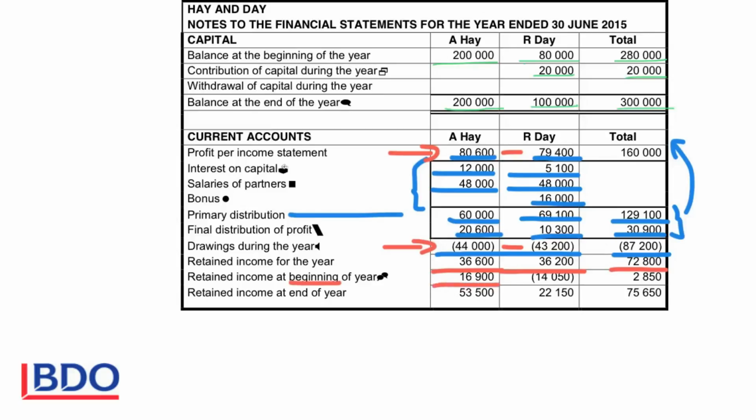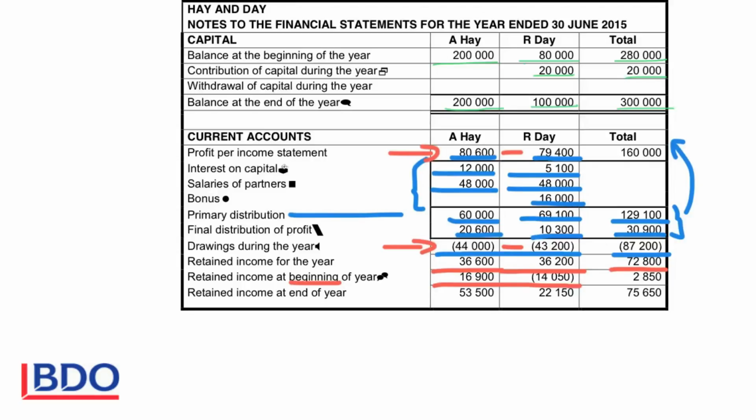So I will show the opening balances. Now, if you look at Hay, he had a credit balance at the beginning of the year. That's why it's a positive figure. Day had a negative balance at the beginning of the year because his balance was on the debit side. So remember that equity increases on the credit side. So any entries that you record on the credit side of the current account will be positive figures. Any figures that you take from the debit side of your current account will be in brackets because that's negative figures.